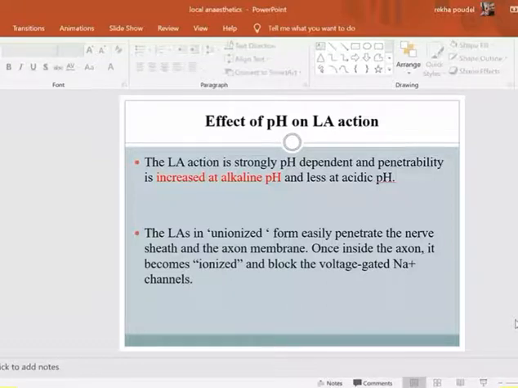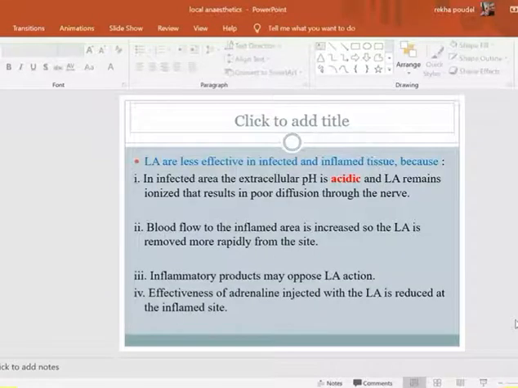So the local anesthetic, whenever it is in unionized form, will easily penetrate the nerve sheath and the axon membrane, and after entering into the axon, it will change into ionized form and block the voltage gated sodium channels. So local anesthetics are less effective in infected and inflamed tissue.